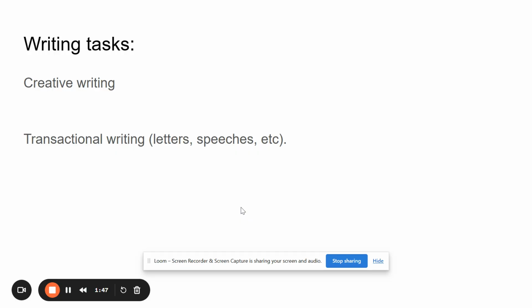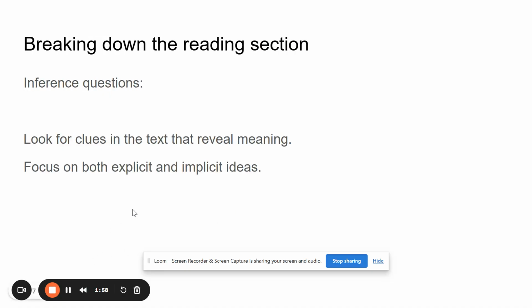Moving on to writing, you will be given creative writing tasks and transactional writing tasks. Transactional writing tasks are things like letters, speeches, blogs, reports, etc.